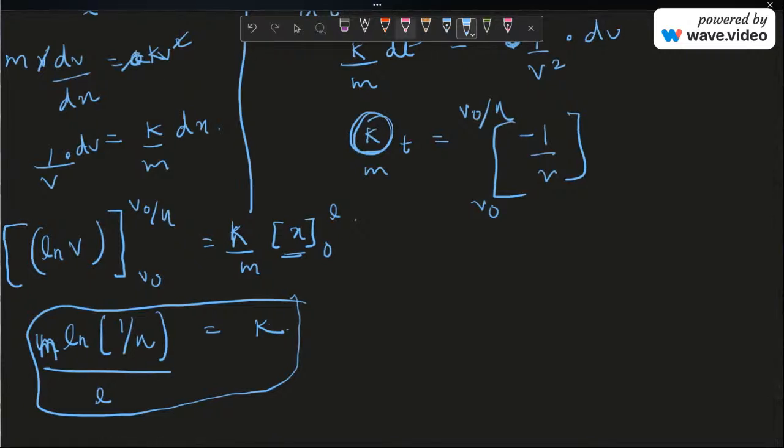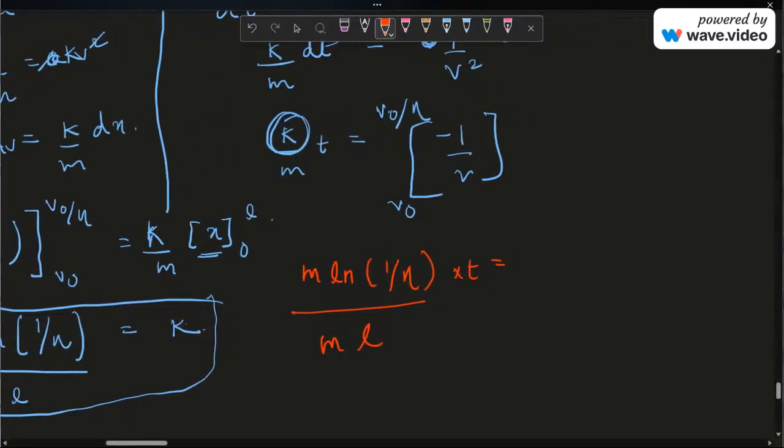Now let us put the value of k. M ln 1 upon eta, whole upon l, is equal to, now sorry, k by m, so k upon m into l, whole multiplied by t. We had to find the time of penetration, so take it to the other side at the end.